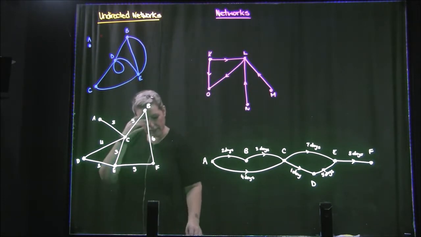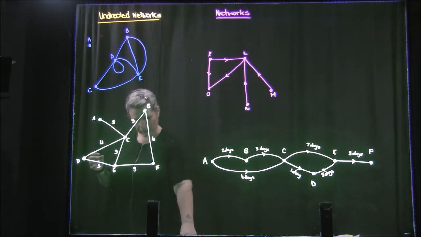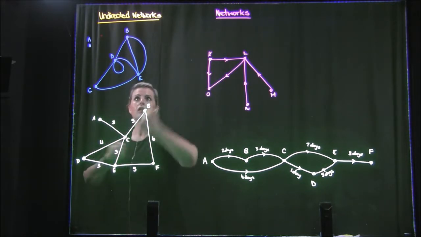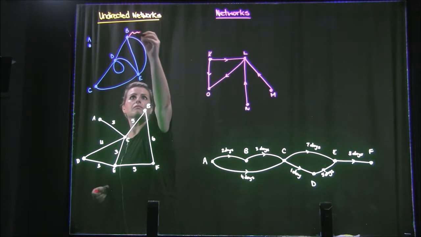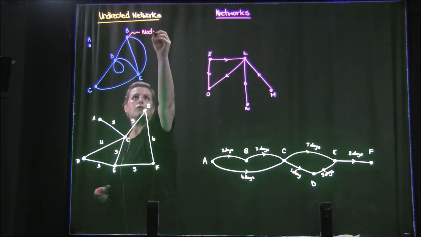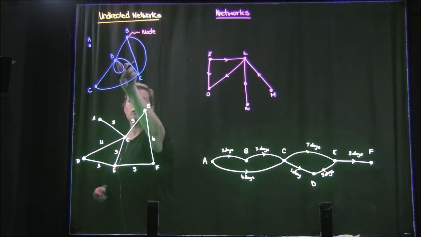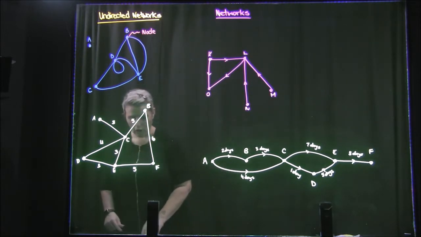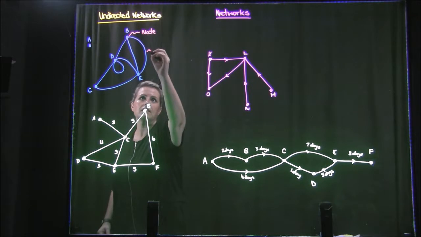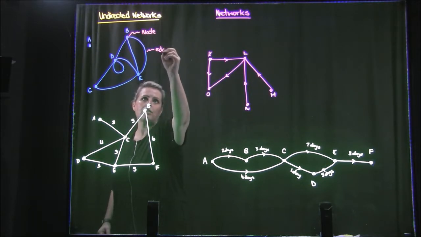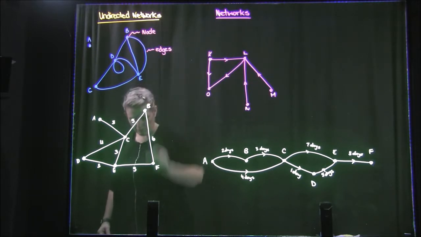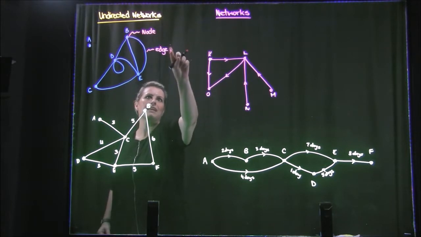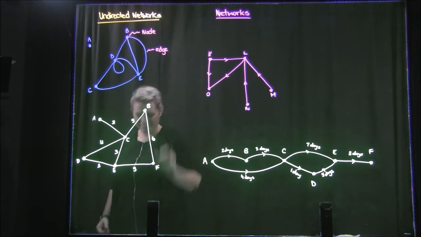Now, some of the things that we can note on here would be this here is called a node. So the little circles that are labeled A, B, C, D, E, F, G, etc. are called nodes, and these are edges. Oh, sorry, that would actually be an edge, wouldn't it? Just one.